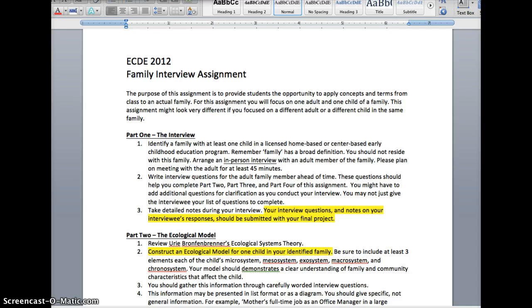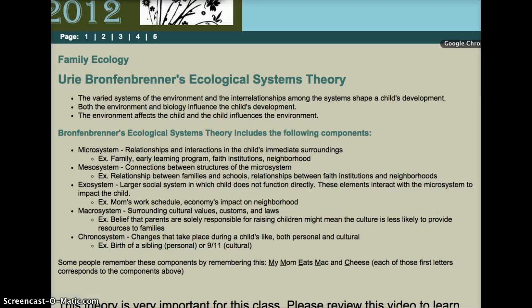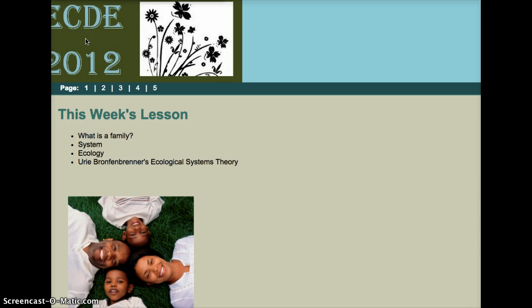This assignment essentially allows you to take the concepts we learned about in the lesson about Bronfenbrenner and apply them to a real life family. Please be sure that you have reviewed the Bronfenbrenner lesson before you begin this assignment. This is the lesson that's posted on Blackboard about Bronfenbrenner.